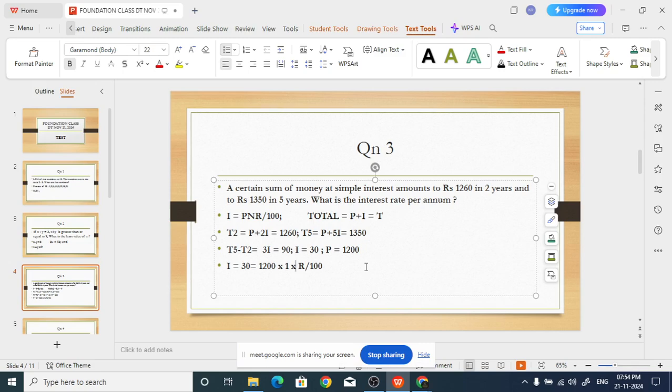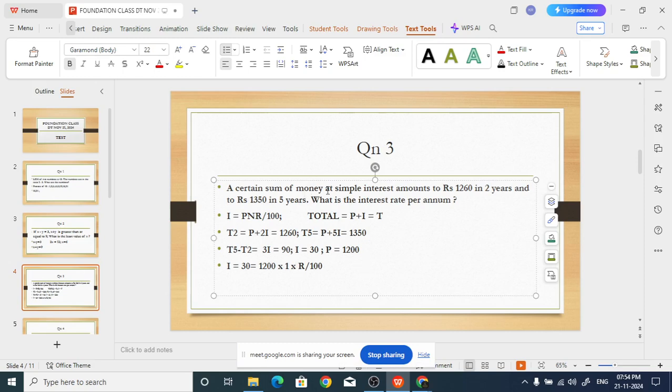What is R? Are you able to understand? I think you are finding it difficult. Confused. Are you confused? Palak, are you confused? Yes, sir.